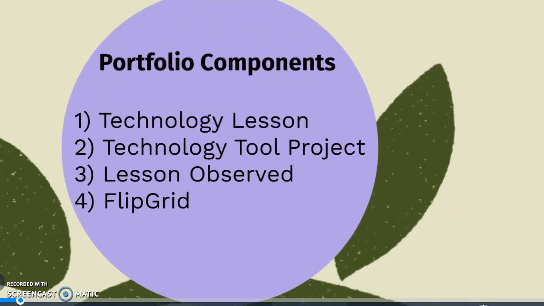To begin with an overview of the different components of this portfolio, there's four different parts to it. The first part is going over the technology lesson that I utilize within my classroom with my kids. The next part is looking at the technology tool project that I had them recently just do. The third part is looking at a lesson that I observed of another teacher in the building, the AP biology teacher, and the technology that she used for a pre-lab. And the last component is me looking at a different technology tool called Flipgrid.